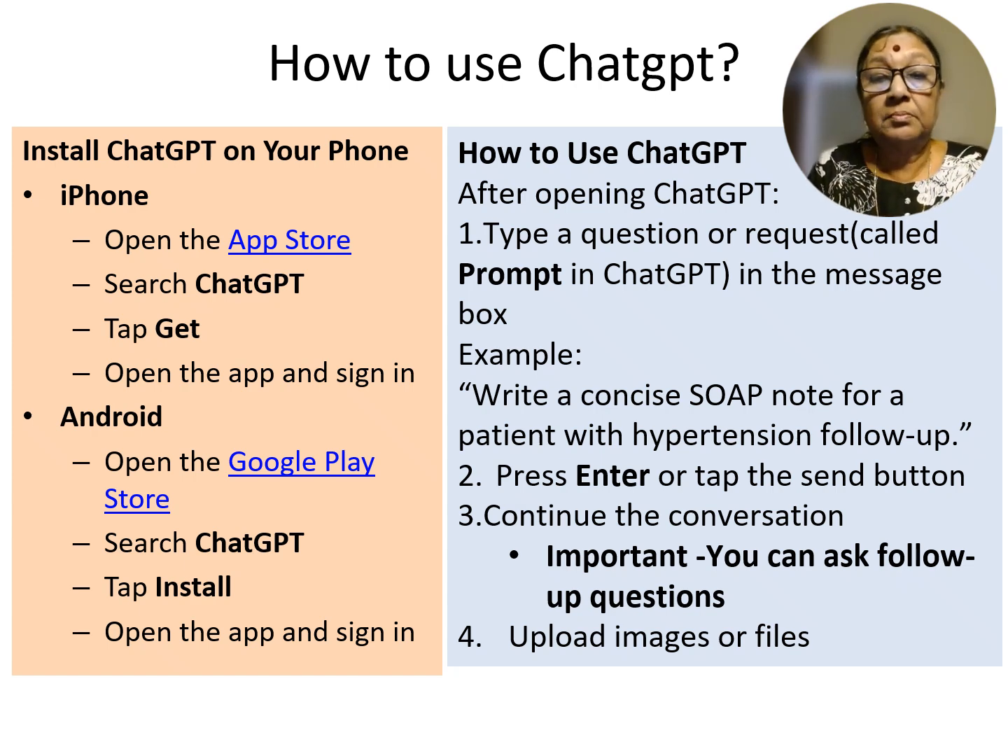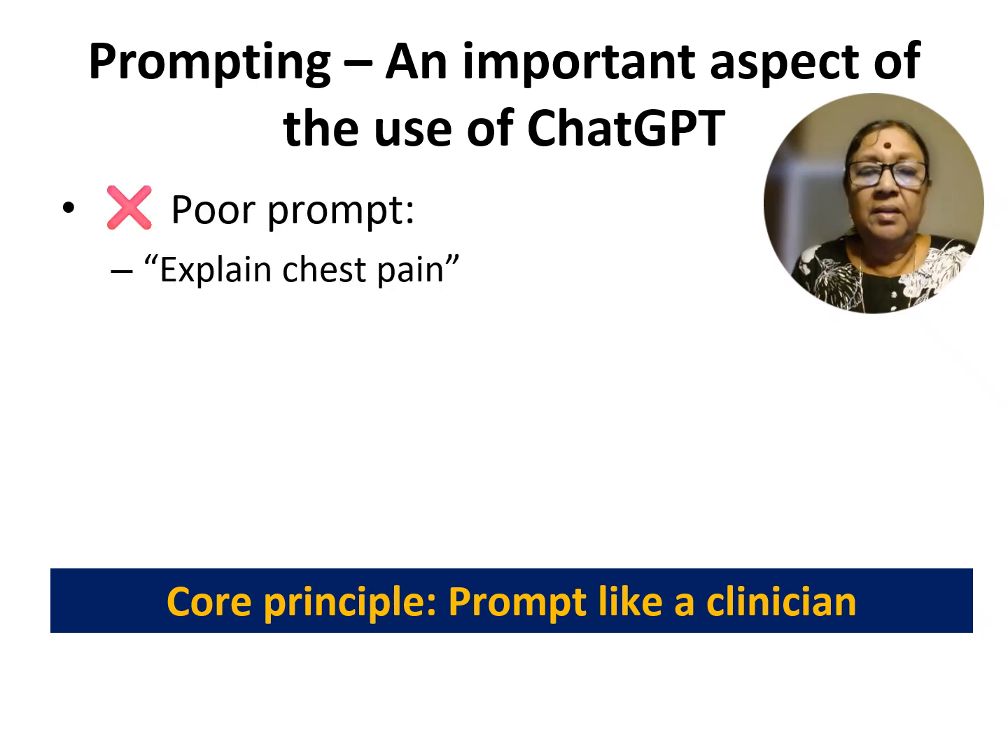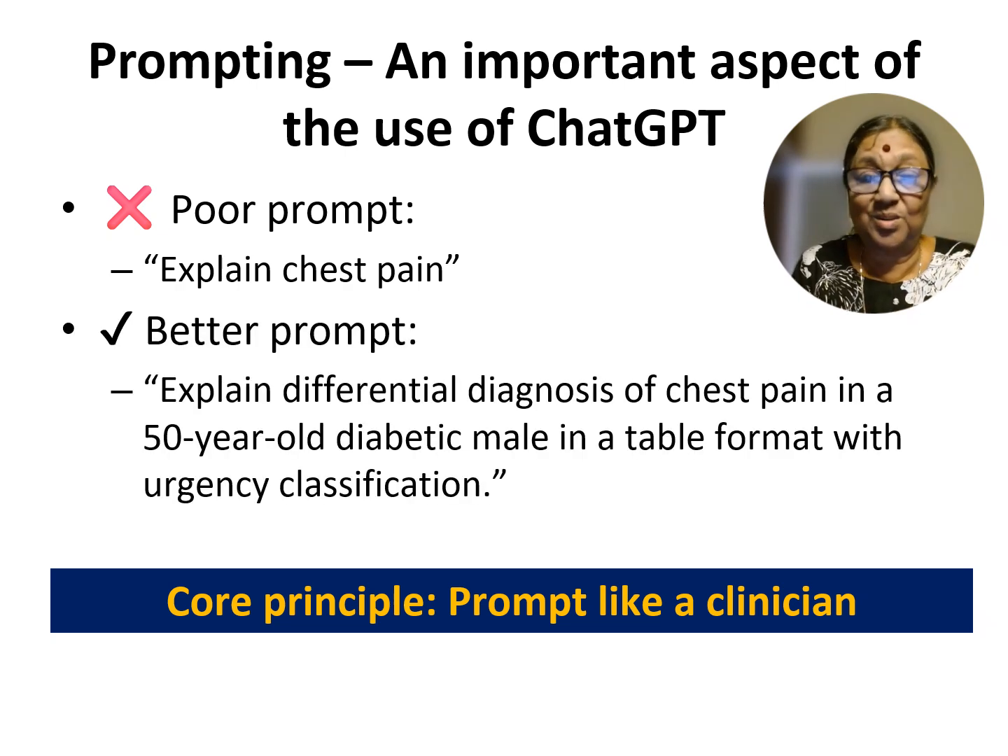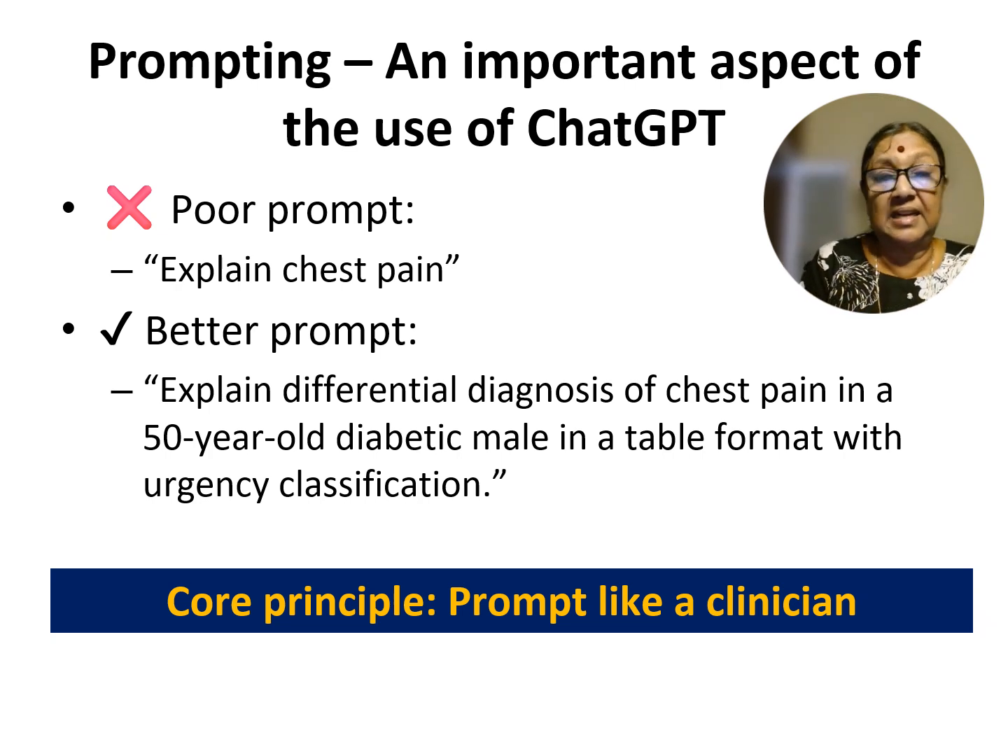Now, let us look at prompting. This is an important aspect for the use of ChatGPT. If you don't do prompting properly, you won't get any useful information. For example, a very poor prompt is explain chest pain. When you ask this, it will give a lot of vague information which is not useful to you, especially as a doctor. So a better prompt, I'll go more in detail, is explain differential diagnosis of chest pain in a 50-year-old diabetic male in a table format with urgency classification.